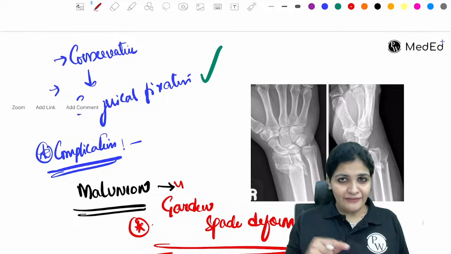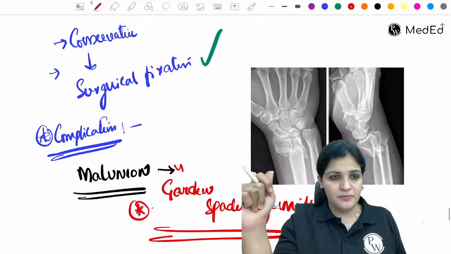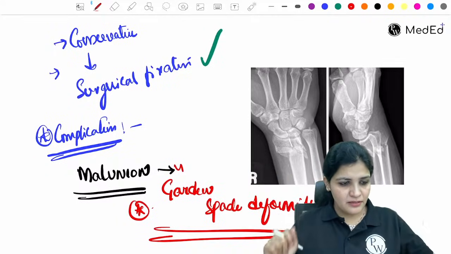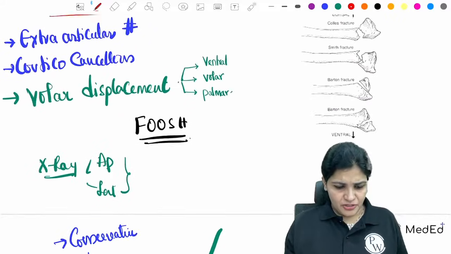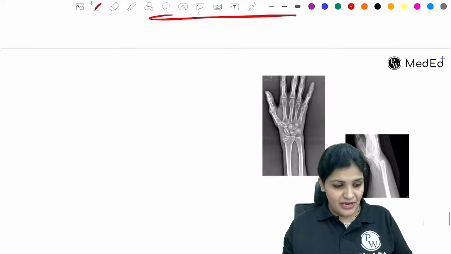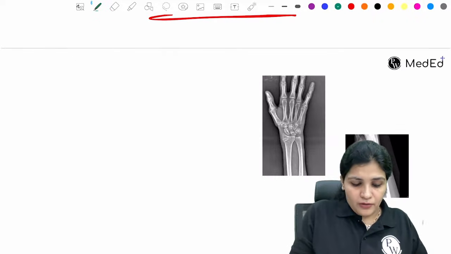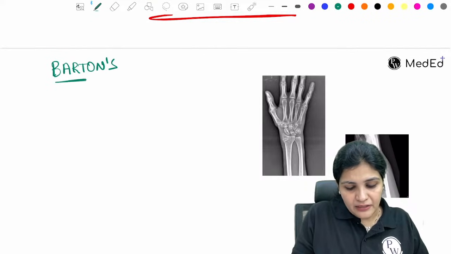Now, whenever you are given a distal radius X-ray, you can identify whether it is a Colles fracture or Smith's fracture. Easy, right? Yes. So this is about your Smith's fracture. Okay. Now going to the second and the last distal radius fracture. It is called your Barton's fracture.